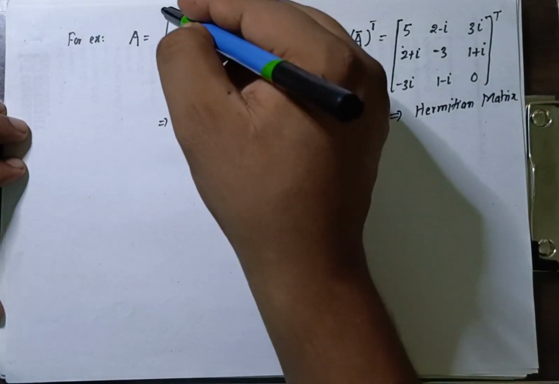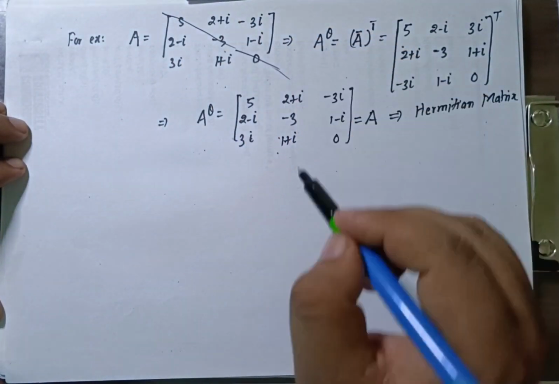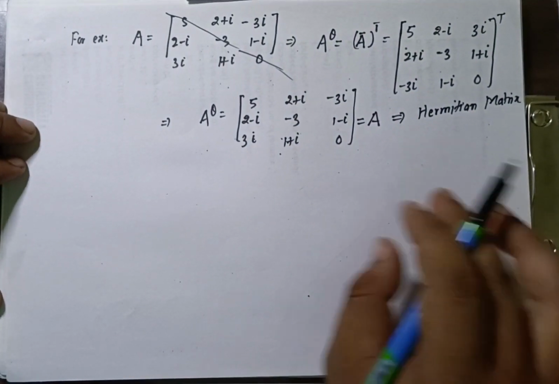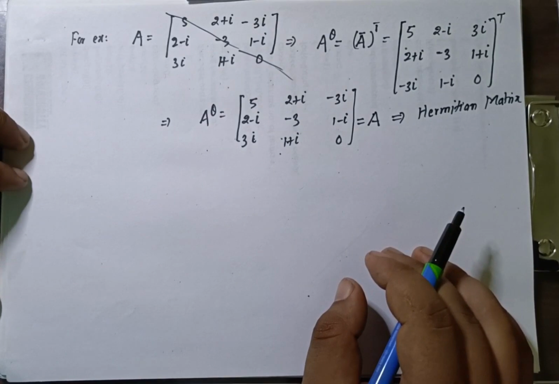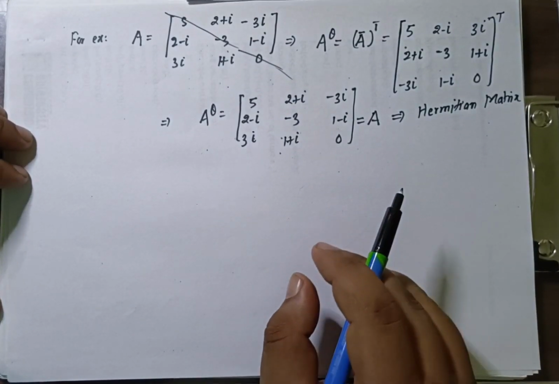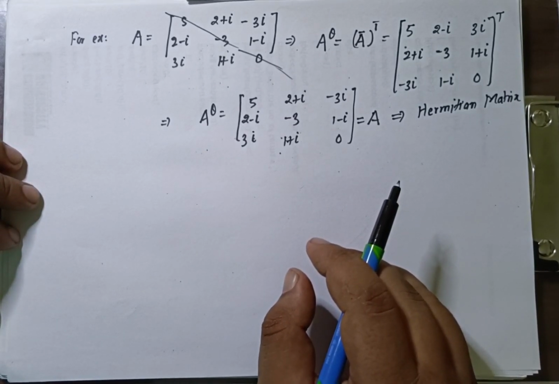First class. And see one more thing: the entries on the diagonal are purely real, as we have proved on the previous page, that the entries on the diagonal will be purely real in case of a Hermitian matrix.